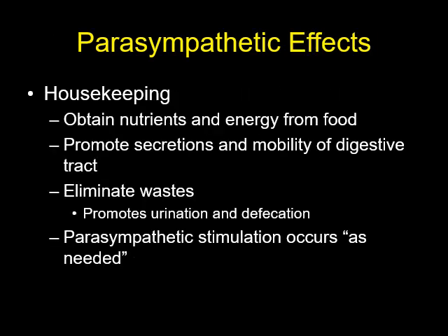Parasympathetic effects include our normal housekeeping, meaning obtaining nutrients and energy by digesting food, promoting secretions and motility of the digestive tract, and eliminating wastes in the form of urination and defecation. The parasympathetic stimulation, unlike the sympathetic, occurs as needed and not all or nothing.